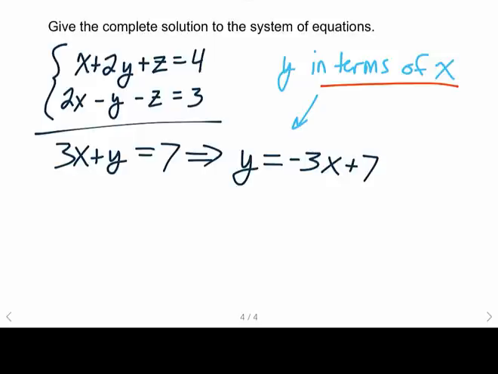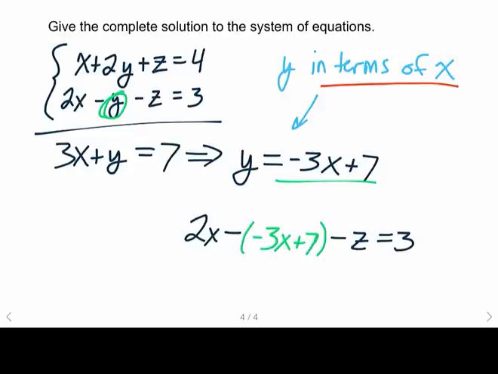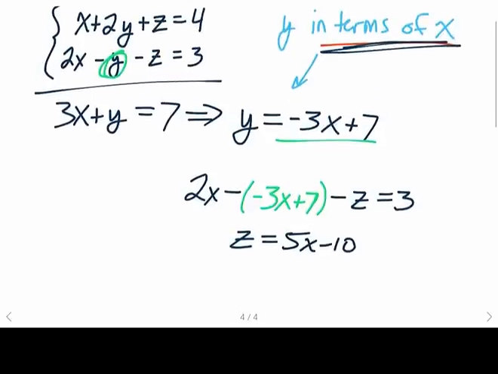That's right, z. So what I'm going to do is put y equals negative 3x plus 7 in place of y in the second equation. I just felt like it this time. So I have 2x minus the quantity negative 3x plus 7 minus z equals 3. When I distribute the negative and then solve for z, because remember we want z in terms of x, I get z equals 5x minus 10, which you should verify.